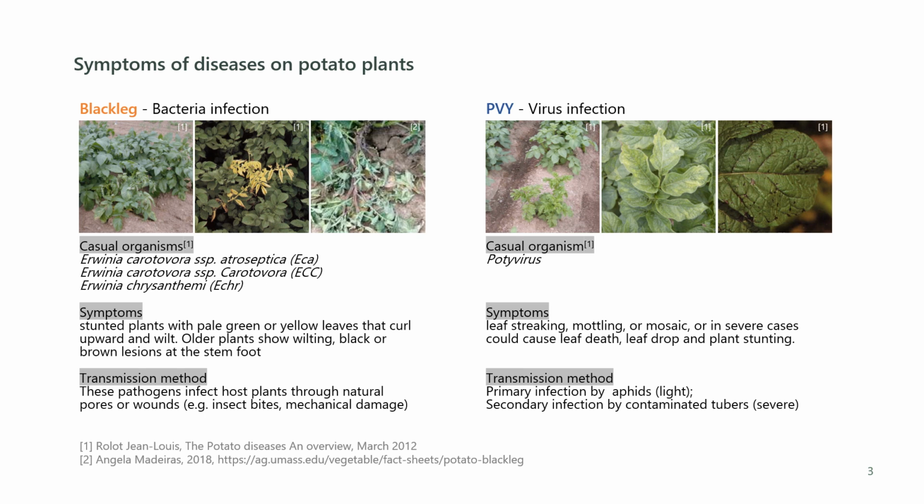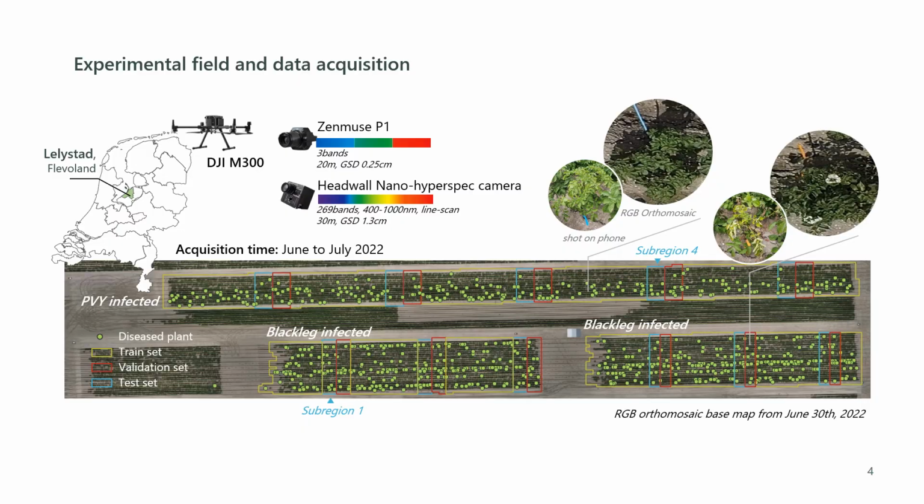Traditional disease monitoring methods rely on manual field inspections, which are labor-intensive and require specialized expertise. UAVs equipped with sensors provide an efficient and precise method for detecting diseases in potato crops.